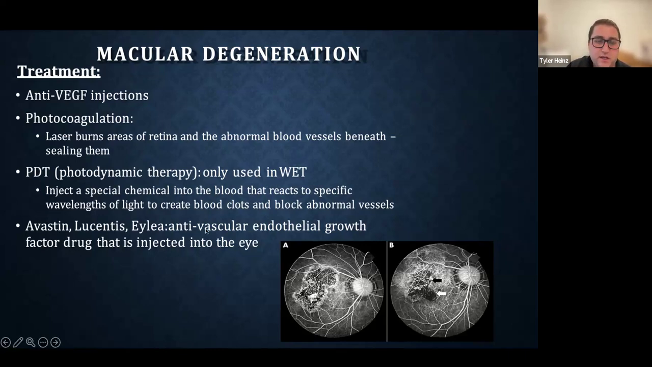Avastin, Lucentis, Eylea, those are anti-vascular endothelial growth factor drugs that are injected into the eye. So again, that's the anti-VEGF, which we talked about up top.